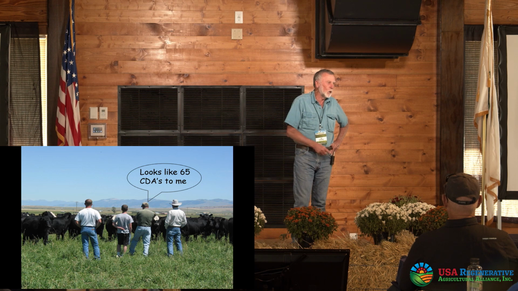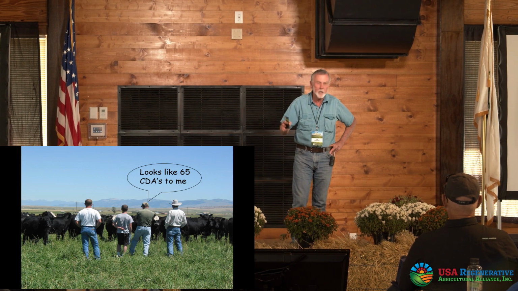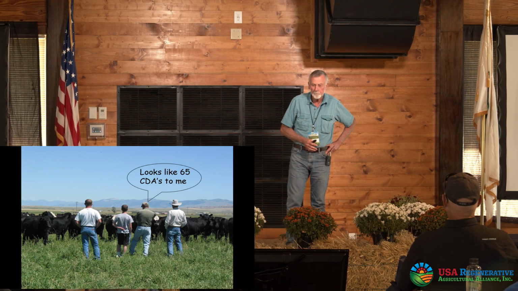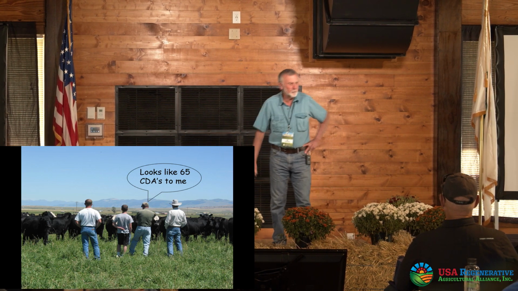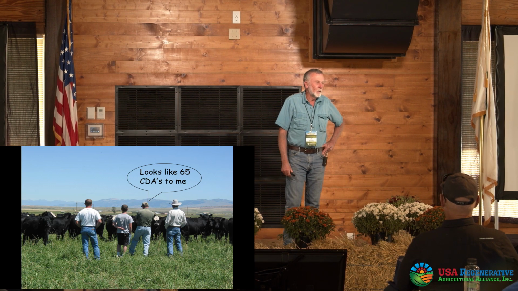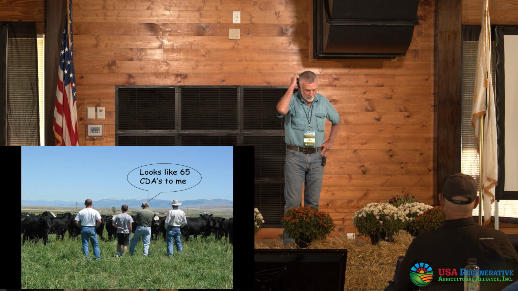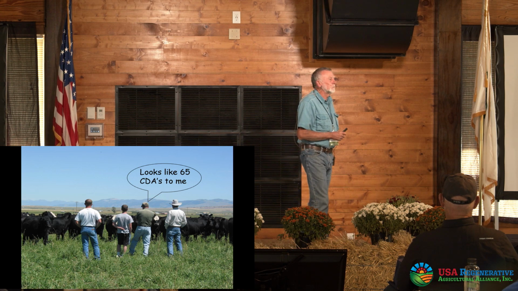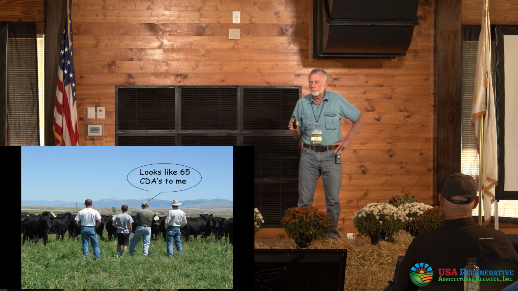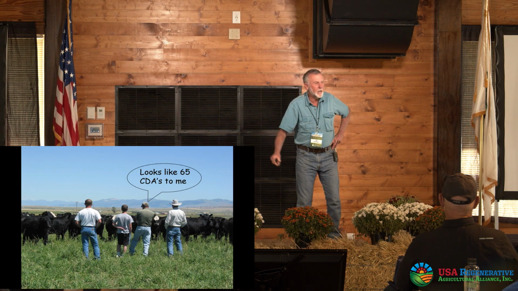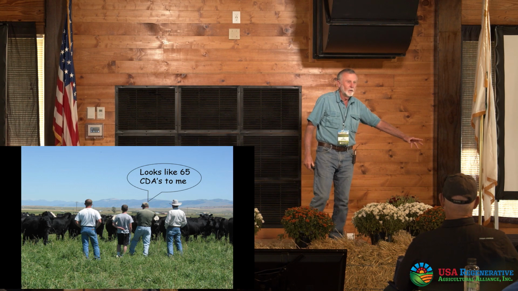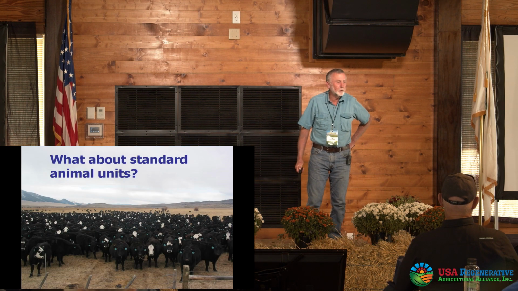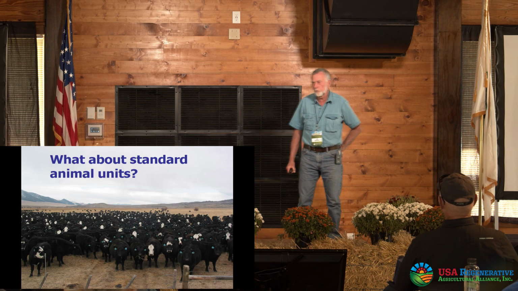And if you're far away from home on a pasture walk, on a consulting job or something, and you say it with enough confidence, people are going to believe you. All right? So that looks like 65 CDAs to me. But I suddenly look at the guy's animals and realize he does, in fact, have 1,500-pound cows. So now my CDA number, what I'm seeing, doesn't match with his cows, and I need to do something different. And that brings us to standard animal units.